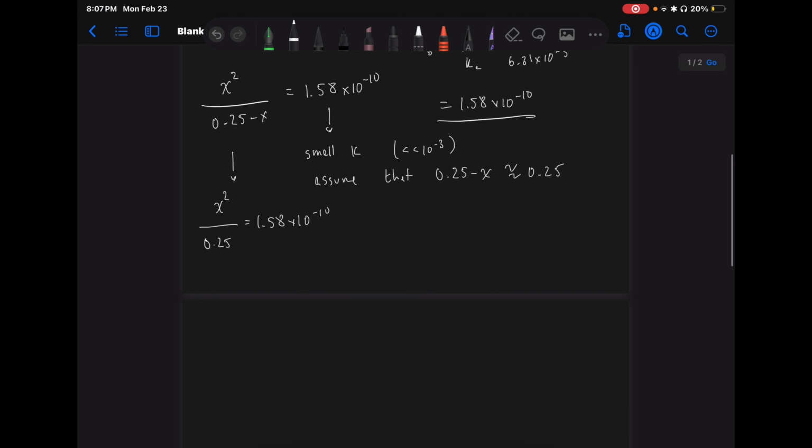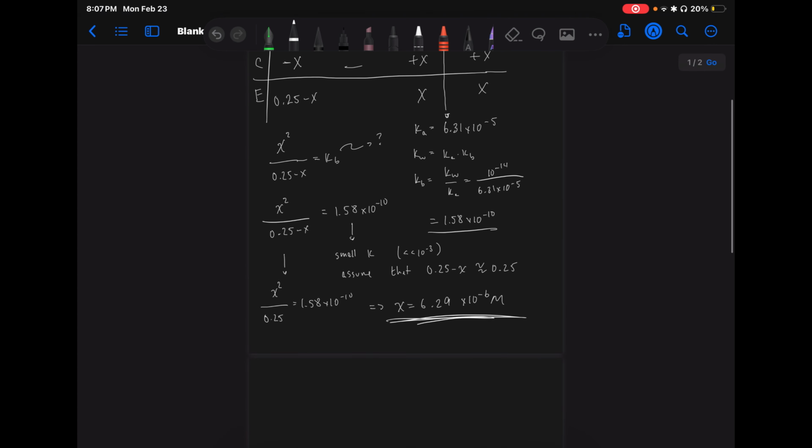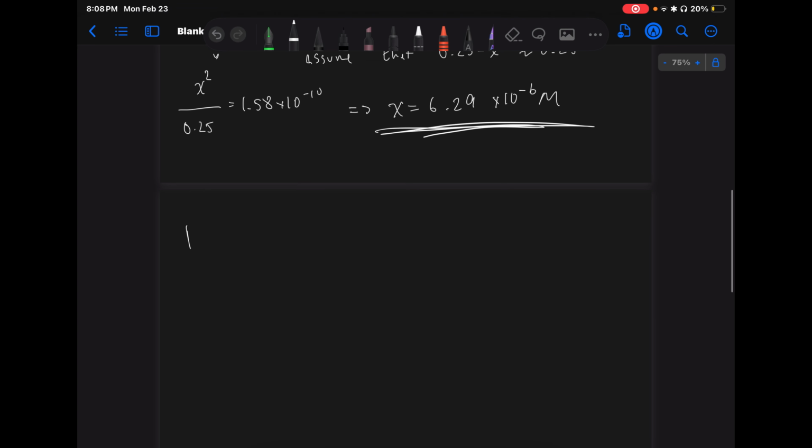Now if we just solve that, we should be able to get x is equal to 6.29 times 10 to the negative 6 moles. I don't really want to walk through all the calculations I put in my calculator, and it's just pretty simple algebra. So this is what we get for x. We're not done the question yet, because the question remains, what is the pH?